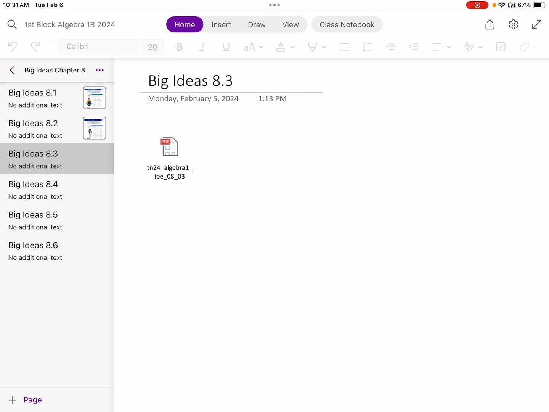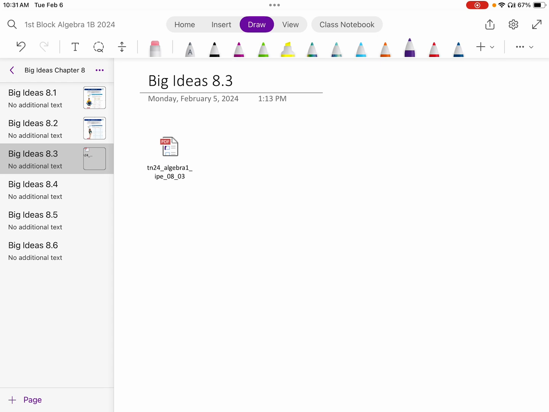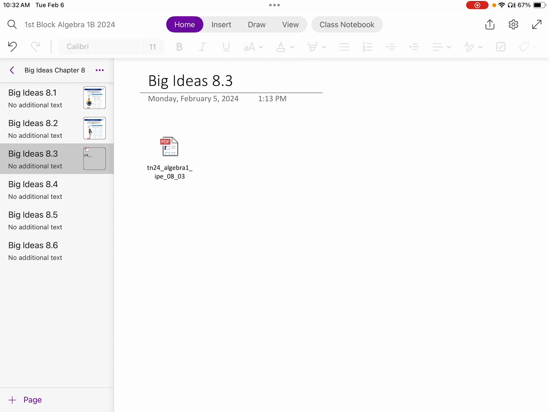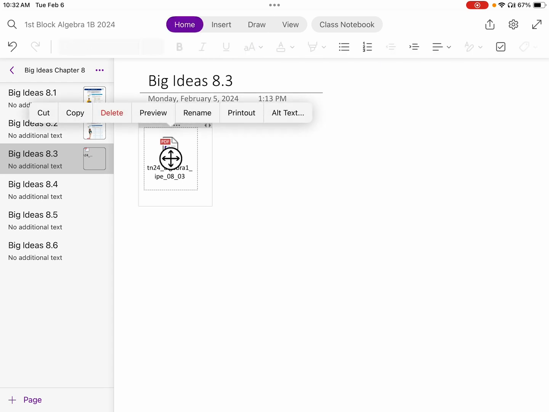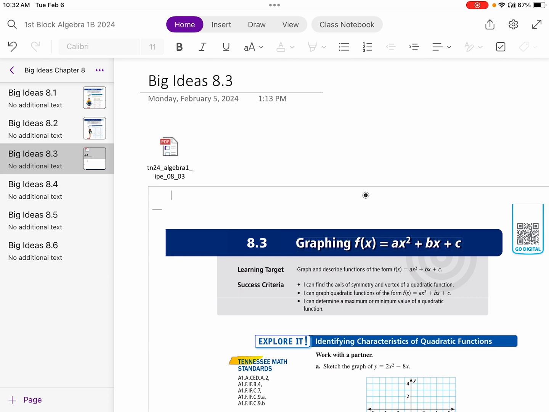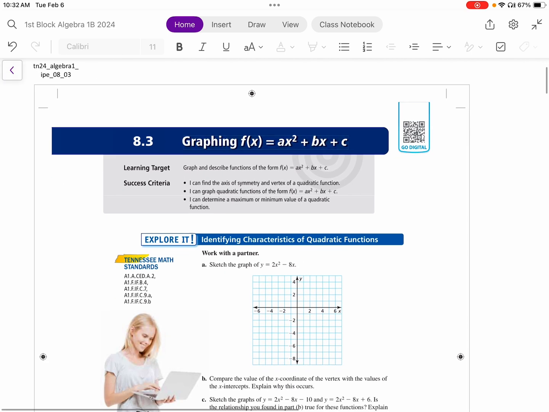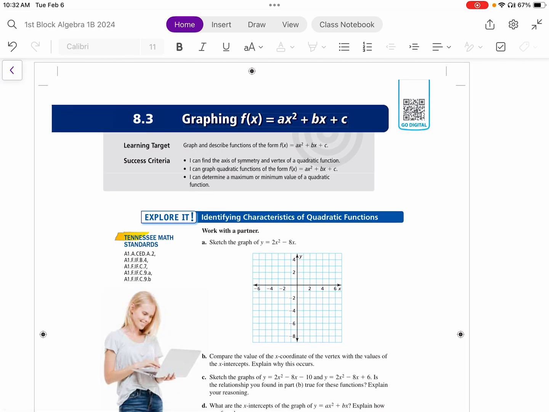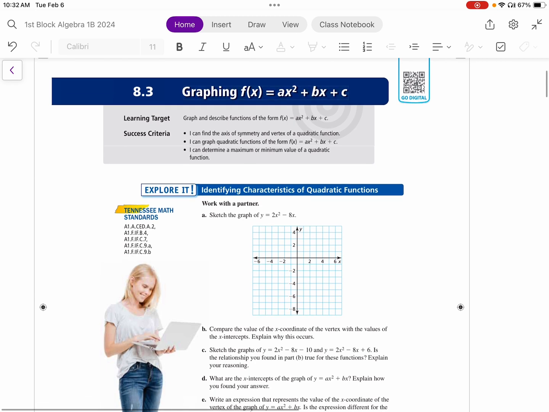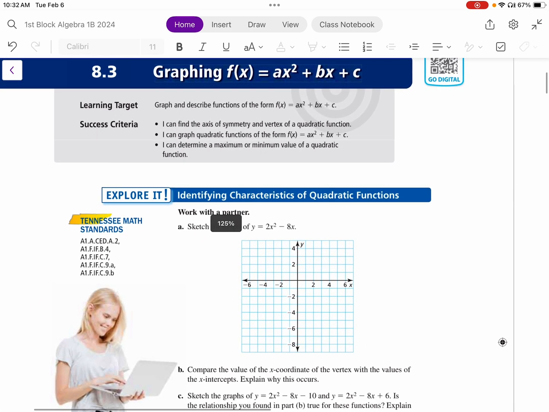All right, so we are in Big Ideas 8.3. And again, when you go to OneNote, you will have to tap on the icon, choose Printout, and that will give you the big background. We're doing 8.3 in 2 days, about half of it today and half of it tomorrow. So we're only dealing with our learning target and first two examples today.